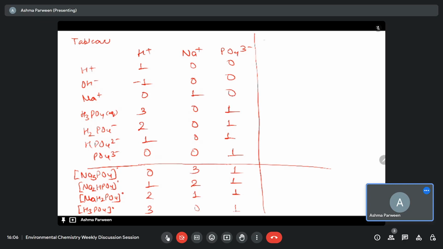So let's write the H total here. H total equals H plus minus OH minus plus 3 times H3PO4 plus 2 H2PO4 minus plus HPO4 2 minus, and all these will be equal to Na2HPO4 plus 2 times NaH2PO4 and 3 times H3PO4.